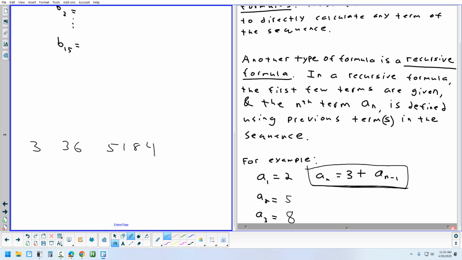3n times 2 squared? What did I do? 3n times 3n? Oh, it's just 3n squared? No, I don't do anything with tripling. I doubled it and I squared it. So if you double 3, you get 6, and 6 squared is 36. 36 doubled is 72. And then 72 squared was 5184. So I doubled it and I squared it.